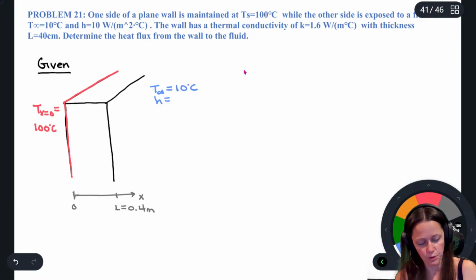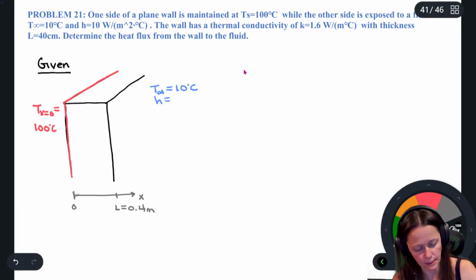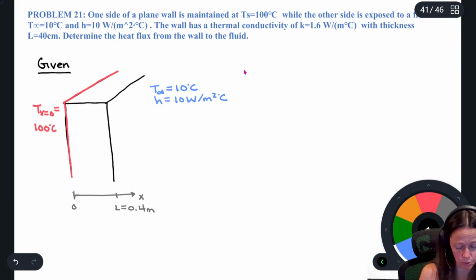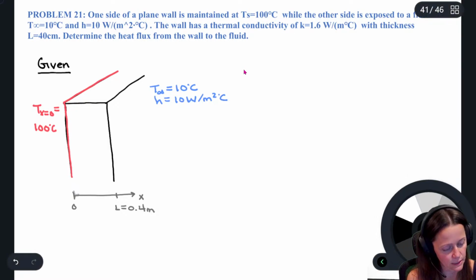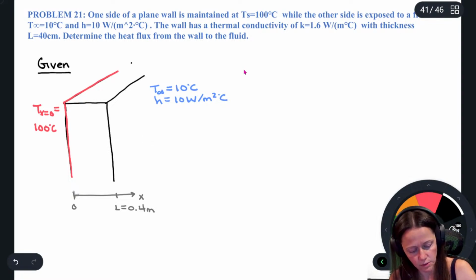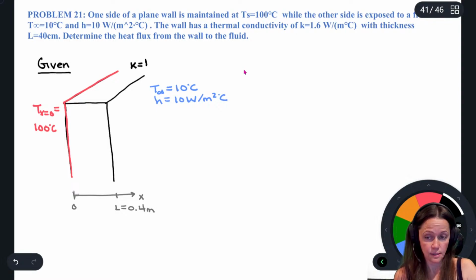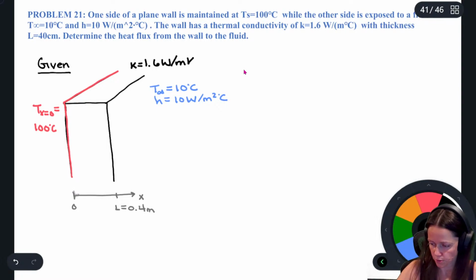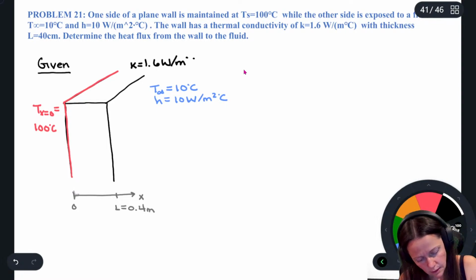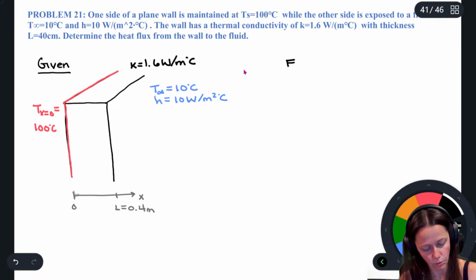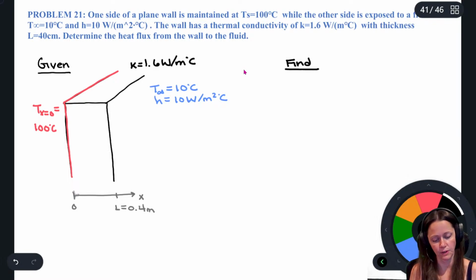And then the other side is exposed to convection. The temperature of that fluid is 10 degrees Celsius. The convective heat transfer coefficient is 10 watts per meter squared degree Celsius, or per meter squared Kelvin. We've got a thermal conductivity of the wall given as well. So K is equal to 1.6 watts per meter Kelvin, or meter degrees Celsius.